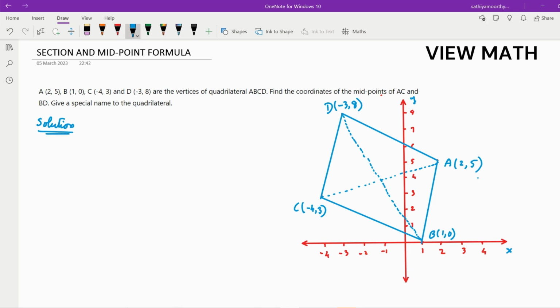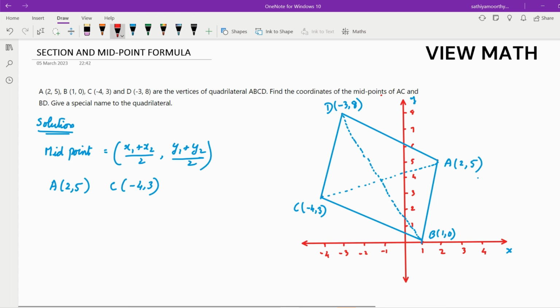Now let me write the midpoint formula. The midpoint formula is ((x1 plus x2) by 2, (y1 plus y2) by 2). So this is my midpoint formula. First I am going to take AC. A coordinate is (2, 5) and C coordinate is (-4, 3). So this is my x1, y1 and this is my x2, y2. Let me find the midpoint.